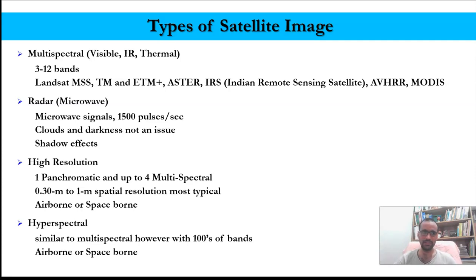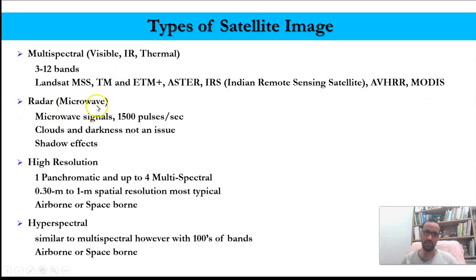Here are some examples. Landsat MSS, multispectral scanner, then Thematic Mapper. This is another version of Landsat, and then Enhanced Thematic Mapper. Then ASTER, the Indian Remote Sensing satellite also has multispectral bands. Then AVHRR, MODIS. These are other examples of multispectral satellite data, which is commonly used for different applications.